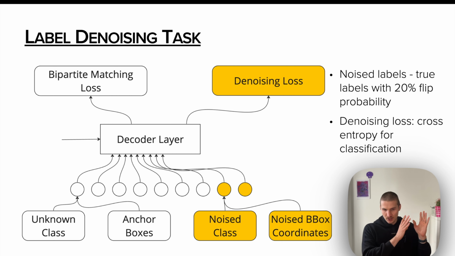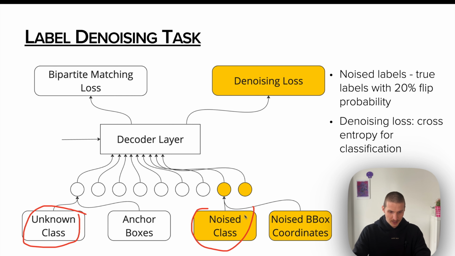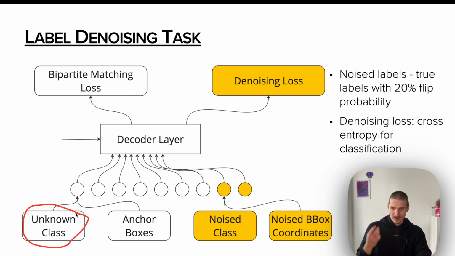So we also have these normal queries and noise queries. Noise queries have the noisy bounding box coordinates, which works really well. And now we also replace the content part that we pass to the query. So before we had just the target that was initialized at 0, and now we want to have some embedding that represents the class. So the normal queries will always have some unknown class. This is like a fixed embedding that doesn't correspond to anything that we can actually encounter in the dataset.